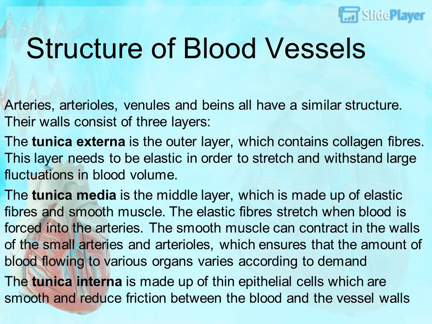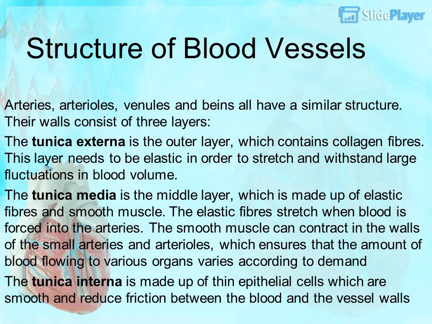Arteries, arterioles, venules and veins all have a similar structure. Their walls consist of 3 layers. The tunica externa is the outer layer, which contains collagen fibers. This layer needs to be elastic in order to stretch and withstand large fluctuations in blood volume. The tunica media is the middle layer, which is made up of elastic fibers and smooth muscle.